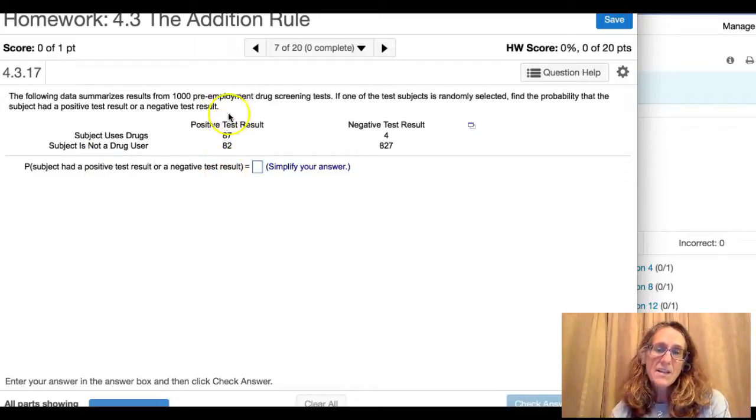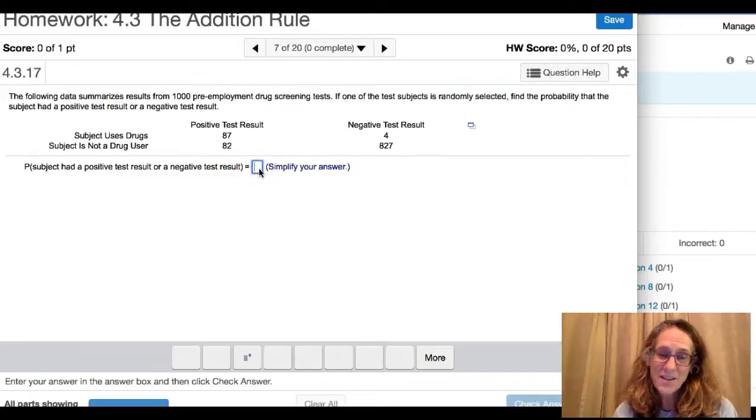So technically you would look at how many got a positive test out of the total, which they said is 1,000, and how many got a negative test out of the total, and add them together. Those are disjoint events. They either had a positive or a negative test, but they are also complementary. So this one has a very easy answer.